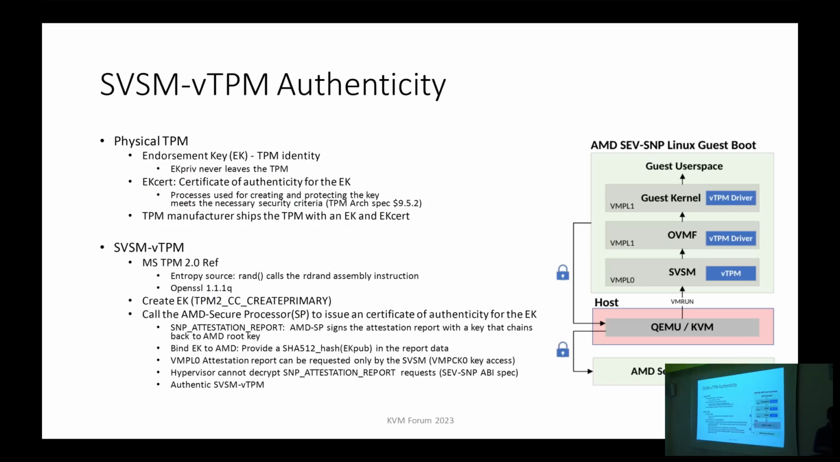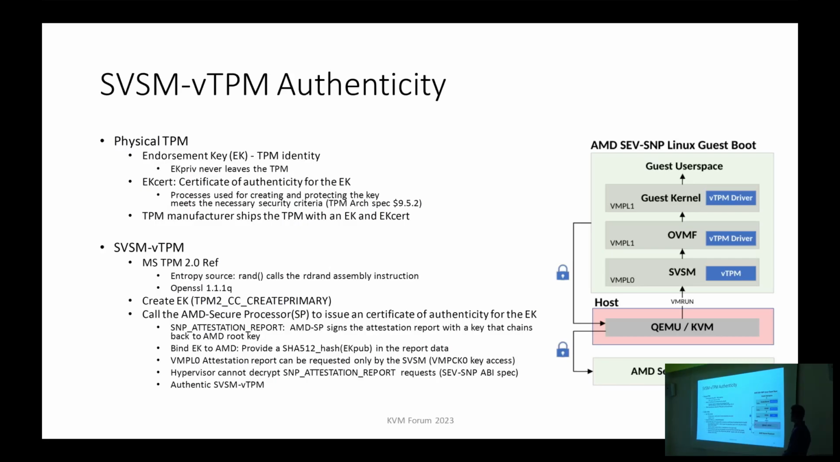And the TPM manufacturer ships a TPM with these two, the EK and also the EK cert. The EK certificate binds that EK that was generated to a TPM manufacturer, because the manufacturer will sign a certificate that contains that EK pub. And that's how it's done in the physical TPM, but how can we do a similar thing for the SVSM-vTPM?